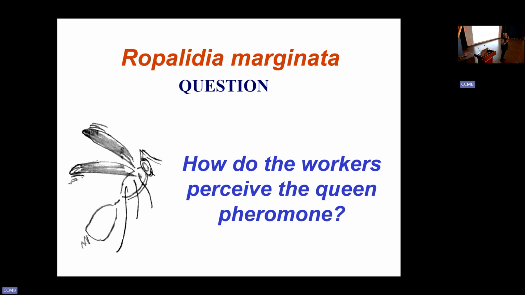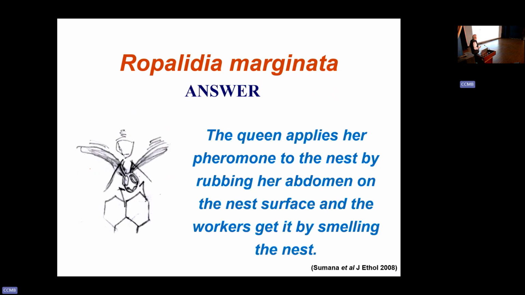And the conclusion was only the queen rubs her abdomen. Workers do not do so, and she does it all over the nest. That gave us some idea. It seems reasonable to think of a hypothesis that she actually rubs her abdomen onto the nest, and that's how she gets it. Without going into the details, I'll just give you the conclusion in this case: the queen applies her pheromone to the nest by rubbing her abdomen, and that's where the workers get it from.